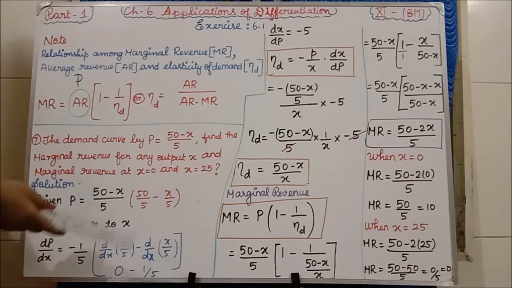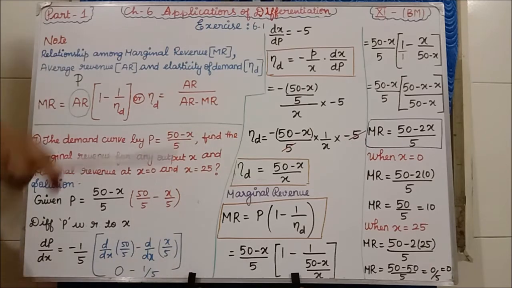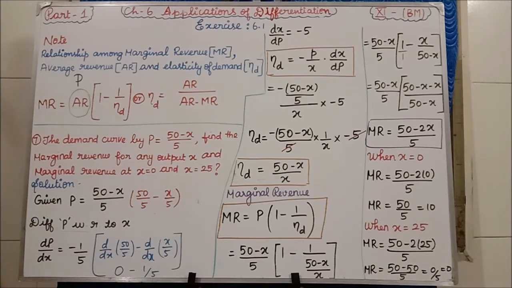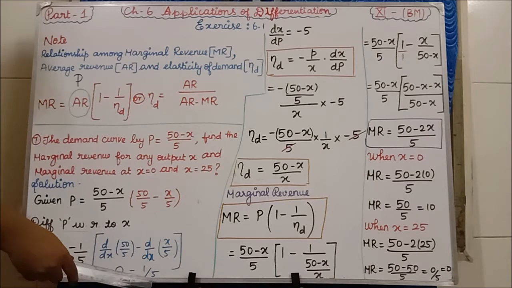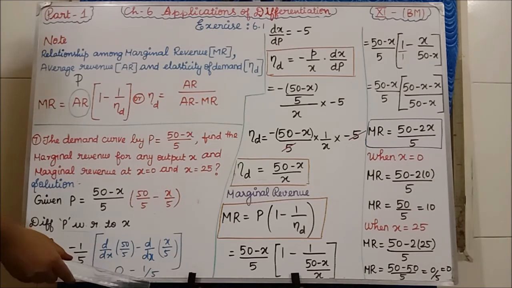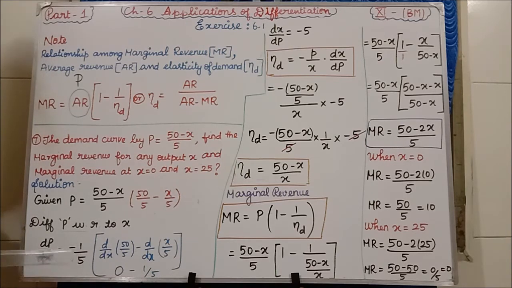See, 50 divided by 5 is a constant, it will become 10, and 10 is a constant, so its derivative becomes 0. So d by dx of x by 5, if we differentiate x we will get 1, so the answer is 1 by 5. So differentiating this fully, dp by dx is equal to minus 1 by 5. Clear?